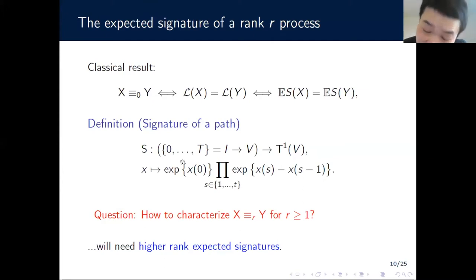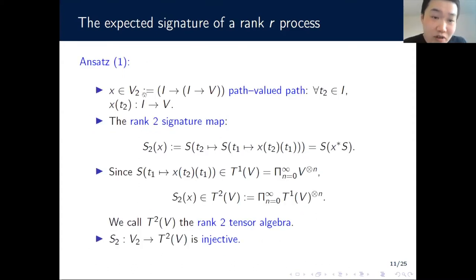Okay, so the starting case is very good. And we claim that actually we can find a so-called rank two signature map such that it does the job of characterizing the adaptive distribution of rank equal to one. So let's turn to the case R equal to one. Let's first introduce our ansatz. We consider this space V2, which is a collection of path-valued paths, which means that for every fixed t2 in this time interval, X(t2) is a path from I to V. And we can define the rank 2 signature map on this space.